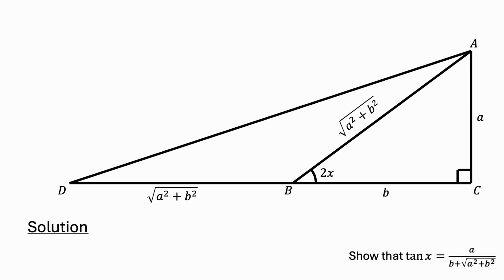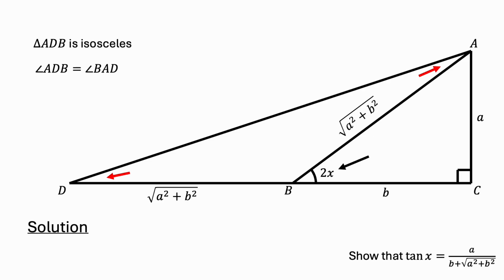Join A to D. Since AB equals DB equals square root A squared plus B squared, triangle ADB is isosceles, so the base angles are equal. That is, angle ADB equals angle BAD.